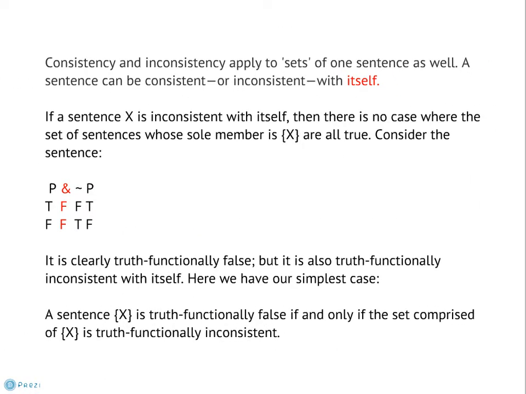Consistency and inconsistency apply to sets of one sentence as well. A sentence can be consistent or inconsistent with itself. If a sentence X is inconsistent with itself, then there's no case where the set of sentences whose sole member is X are all true. Consider the sentence P and not P. It's clearly truth functionally false, but it's also truth functionally inconsistent with itself, i.e., if I make a set of sentences with this sentence P and not P as its only member, then there's no way for all the members of that set to be true, even though it's only a set of one. So here we have our simplest case. A sentence X is truth functionally false if and only if the set comprised of X is truth functionally inconsistent.